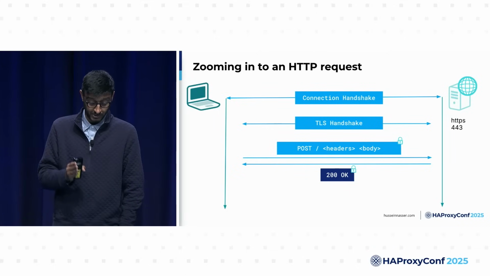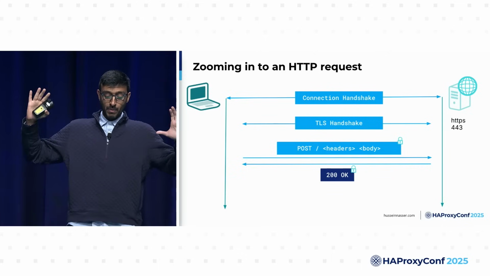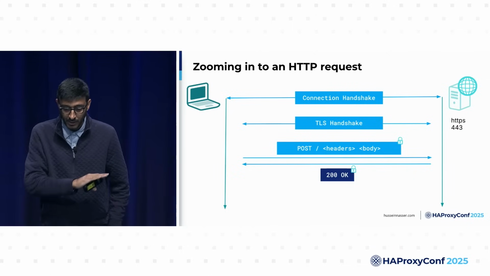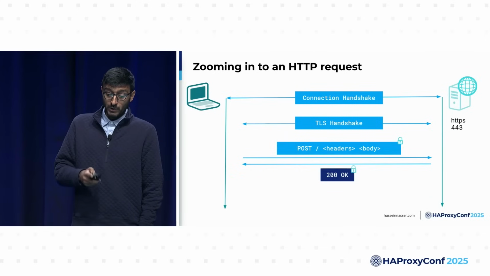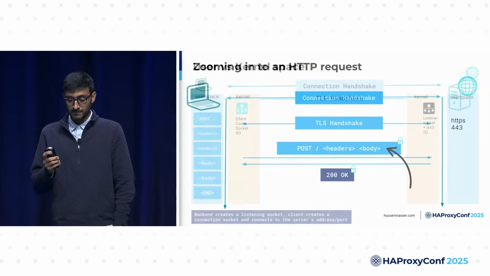But the third box is the actual request. We have a request, we're sending a POST request, headers, body, and then the whole thing is encrypted using the agreed upon symmetric key. And then we send it over, and then we receive the response. What I want to do here is zoom in a little bit even further.